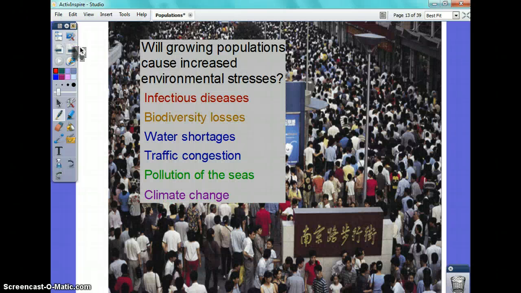All right, so let's ask ourselves this question. Will growing populations cause increase in environmental stress? And we're going to go one by one. Infectious diseases, why yes? It'll spread quicker. If you're a densely populated community, you will have disease spread faster than a population with a large amount of people but not so close together. So density takes a big factor into infectious disease.